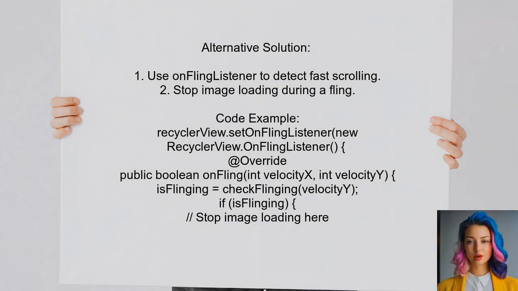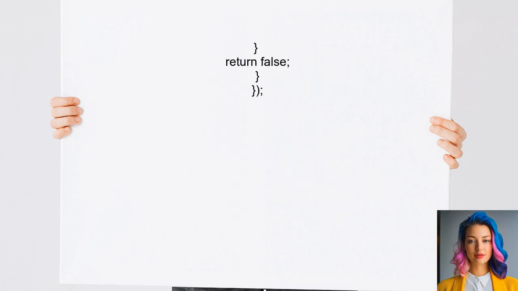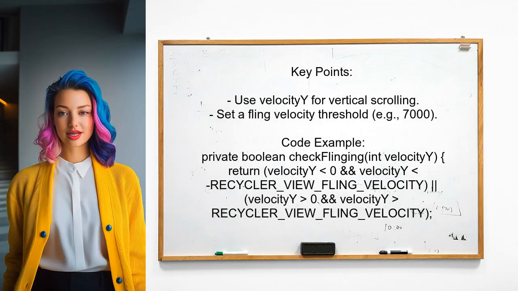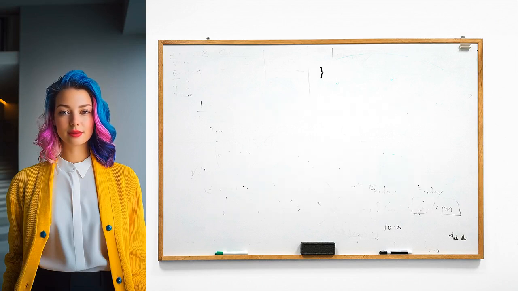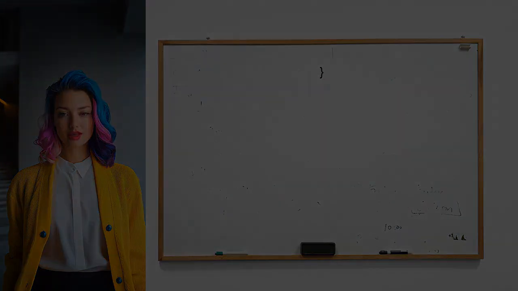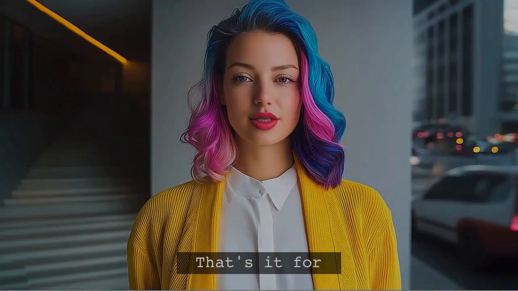An alternative approach suggested by a user involves using the onFlingListener method to detect fast scrolling in the recycler view. When a fling is detected, you can stop image loading to prevent errors. The user also explains that velocity Y is used for vertical scrolling, and you can set a threshold for fling velocity, such as 7,000, to determine when to stop loading images. That's it for that response.